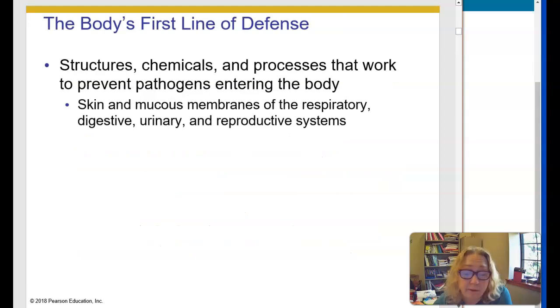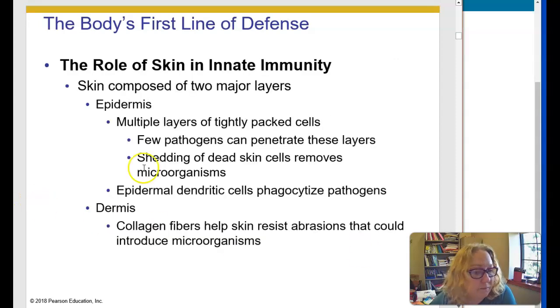Okay, let's talk about the first line of defense. This is going to be your skin, your mucous membranes, your respiratory system, your digestive system, your urinary system, your reproductive systems, and all the things that go into protecting those. Okay, let's start with your skin. You have an epidermis. You have multiple layers here of skin, and it keeps you from getting infected by just random bacteria. Few pathogens can actually penetrate directly into your skin. The shedding of dead skin also removes microorganisms.